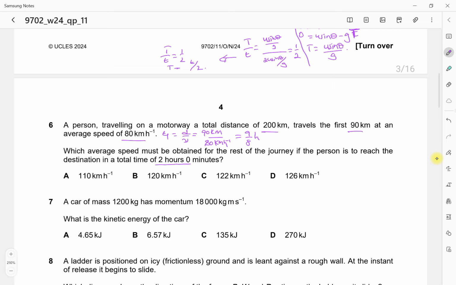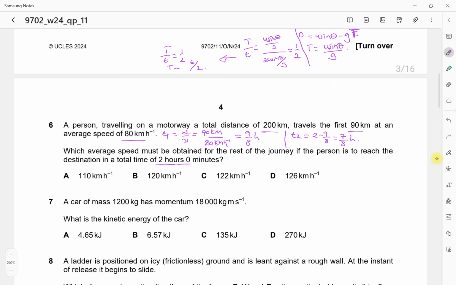Okay. Then the second journey, the time for the second journey, I'm going to call it T2. T2 is going to be 2 hours minus T1. So it's going to be 2 minus 9/8. And I think 2 minus 9/8 must be 7. That is 16 minus 9. That is 7/8 hours. So that is the time for the second journey.